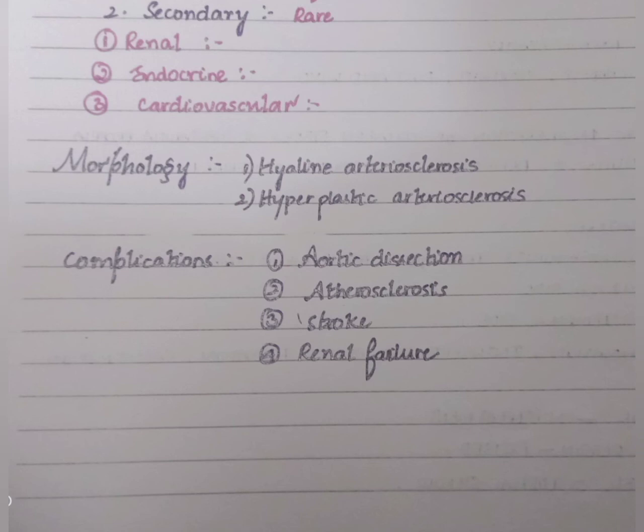Whereas hyperplastic arteriosclerosis is seen in severe hypertension. Concentric laminated, that is, onion skin thickening of arterial walls with luminal narrowing is seen in hyperplastic arteriosclerosis. Now, the complications of hypertension are aortic dissection, atherosclerosis, stroke, and renal failure.